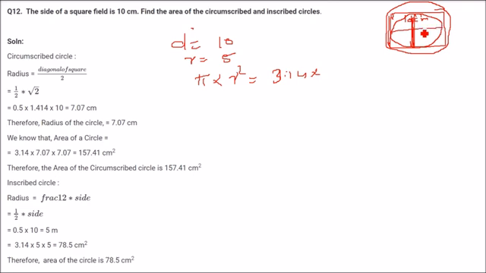R is 5 because this is 10. This will also be 10. This is the radius, 5. So 5 into 5 times pi is 78.5. So this is the area of the inscribed circle.